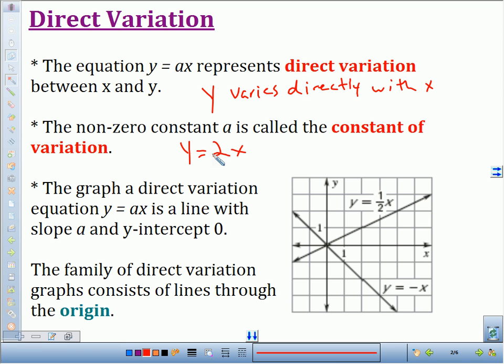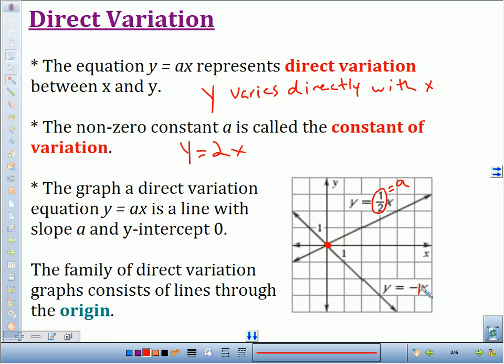Now, I have a couple of graphs here. These two lines are both direct variation graphs. You'll notice that the graph of a direct variation is a line, and you can see here we have this line that starts at the center, and it goes up 1 over 2, up 1 over 2. So it has a slope of 1/2. The slope of 1/2 also happens to be a, the constant of variation. The y-intercept is 0.